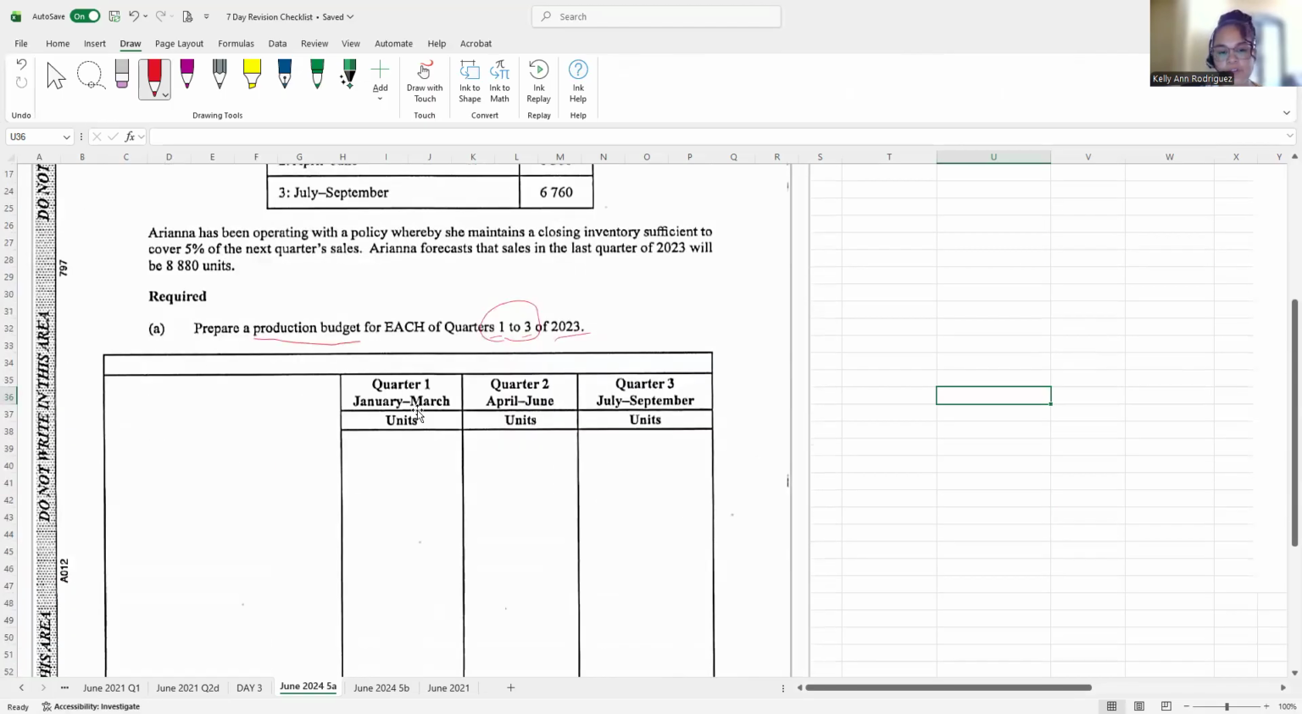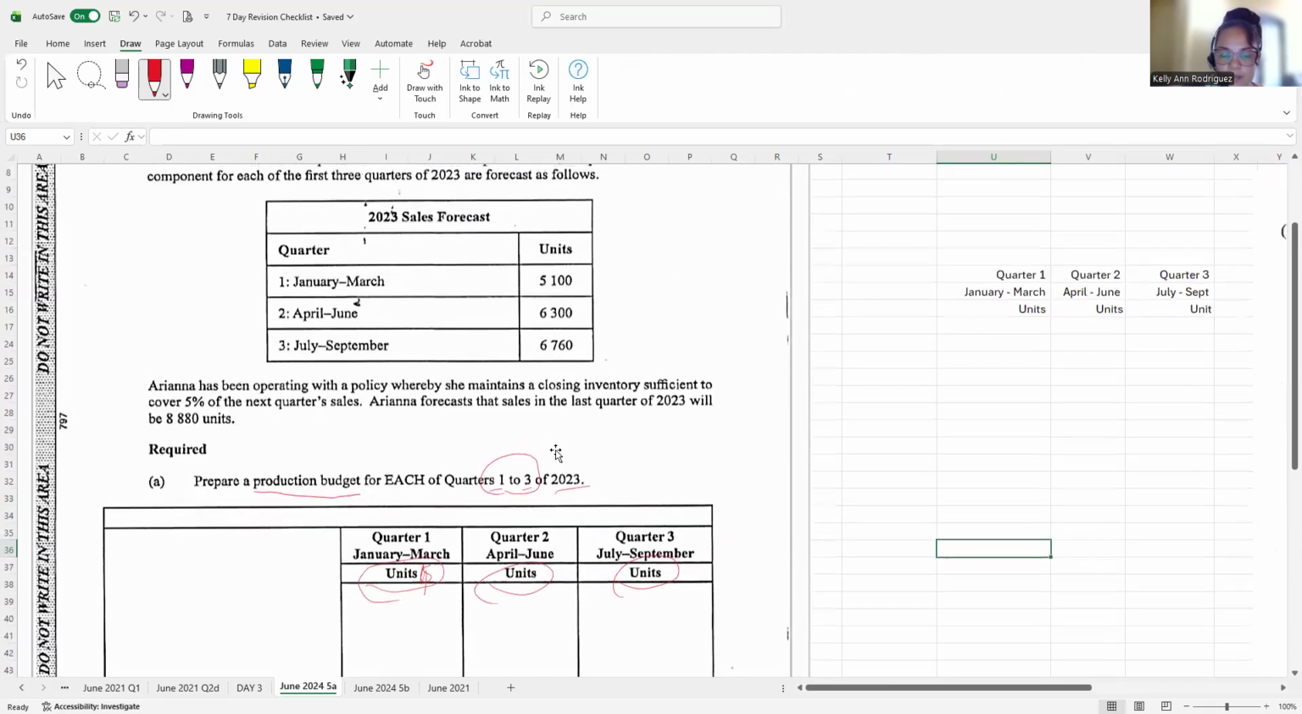Quarter one was January to March, they put units. Quarter two, April to June, they put units. Quarter three, July to September, put units. So if they put units here and not a dollar sign, automatically you should start to think, what am I calculating? Am I calculating things in dollars? No, you are calculating things in units. This production that you are going to do, you are going to calculate it in units.